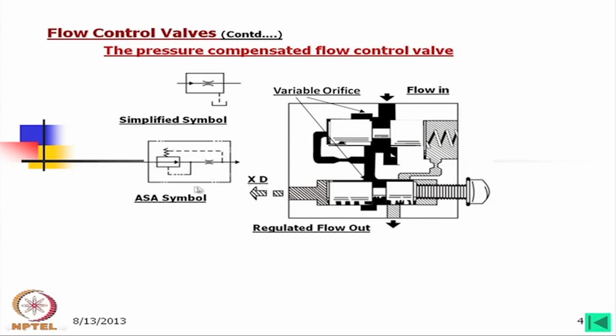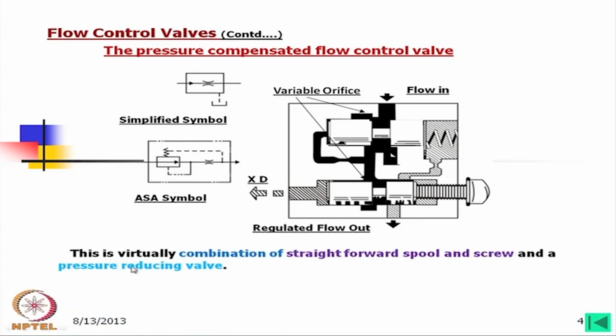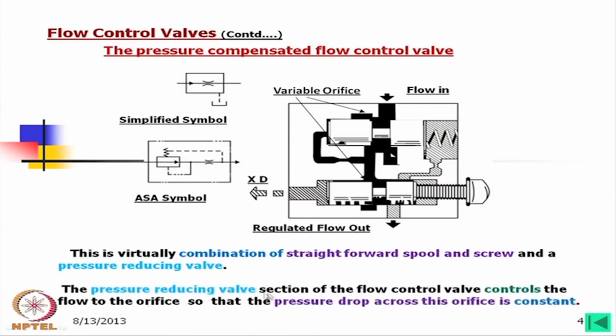And if you look into the symbols, these are the ASA symbols. A more simplified symbol is this one. It may not be easy to remember these symbols, but looking at this, at least we should be able to understand that this is a pressure compensated flow control valve. Now, this is virtually a combination of a straightforward spool and screw and a pressure reducing valve. The pressure reducing valve section of the flow control valve controls the flow to the orifice, so that the pressure drop across this orifice is constant.